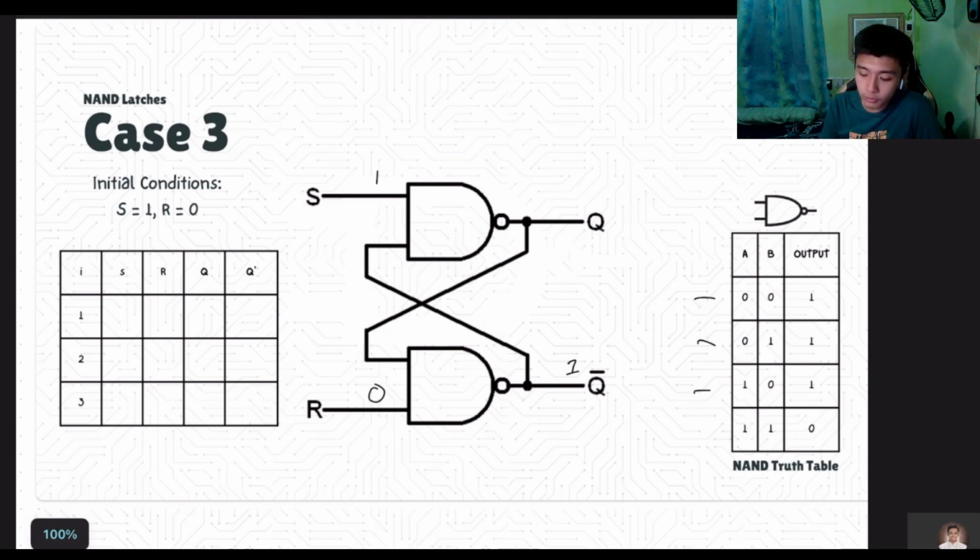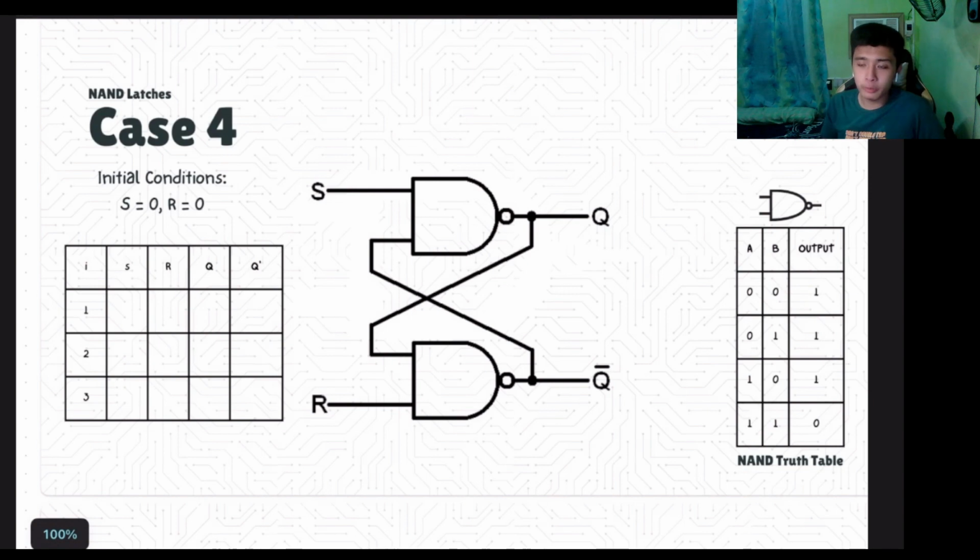So the output of Q naught will serve as an input for the set, so 1 and 1 will be 0. So when S equals 1 and R equals 0, then the output of Q will be 0 and the output of Q1 will be 1. And even if we try to replicate or increase our iteration, the output will be the same.